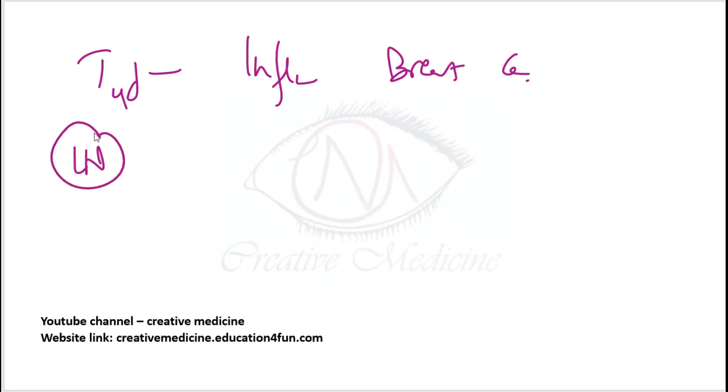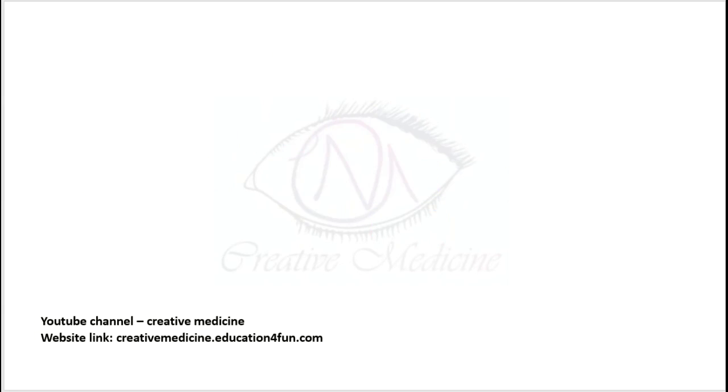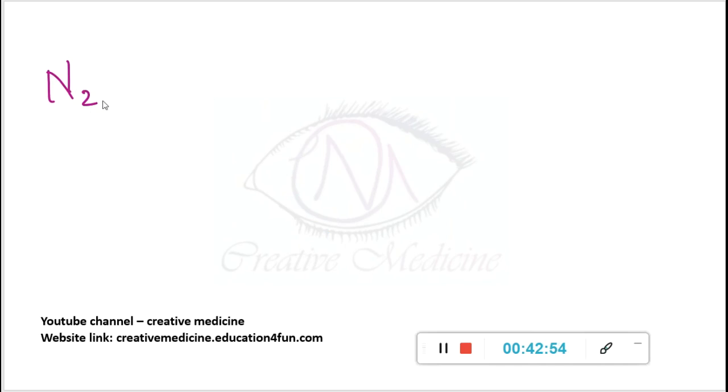Then if you see lymph node staging, N1 mainly involves the axillary lymph nodes, but they are separate, not matted together, and they are mobile. It is metastasis to ipsilateral axillary lymph nodes, and they are mobile. Then this is N1. Now what is N2? N2 has two types, N2A and N2B.